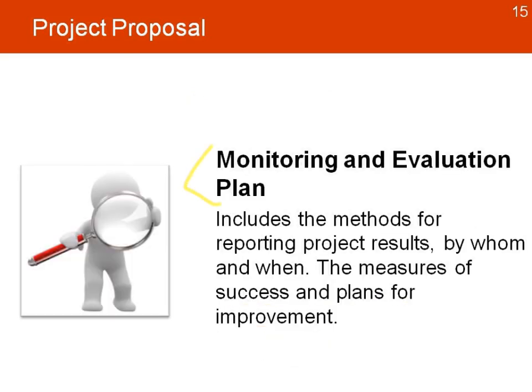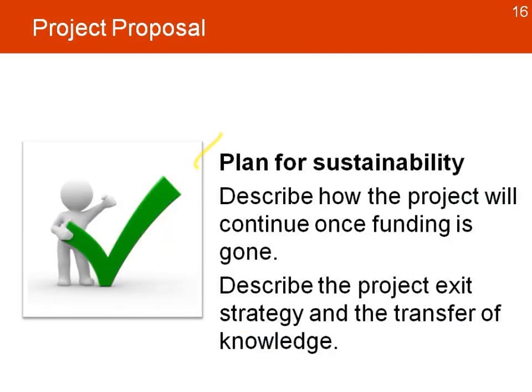The monitoring and evaluation plan includes some of the methods for reporting the project results, the measures of success, and plans for improvements. A plan for sustainability describes how the project will continue once funding is gone. It describes the project exit strategy and the transfer of knowledge.